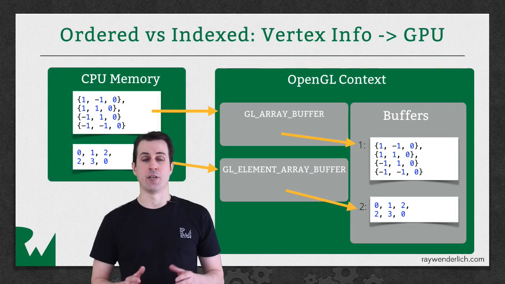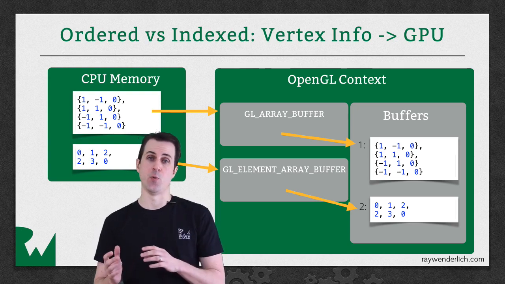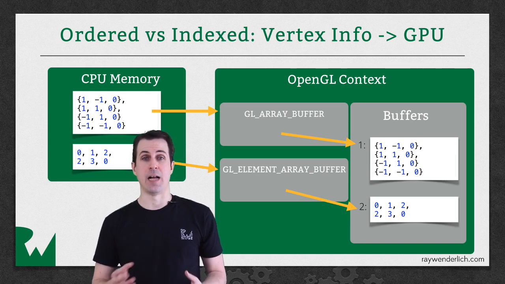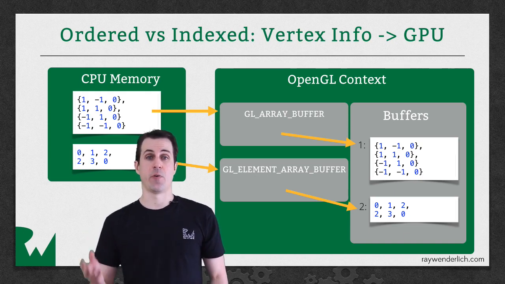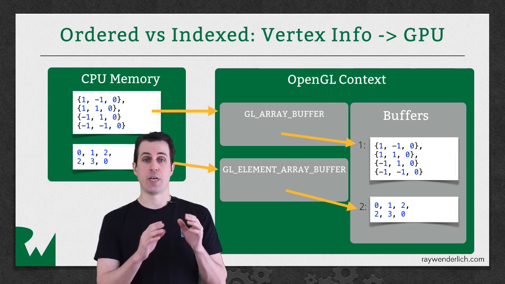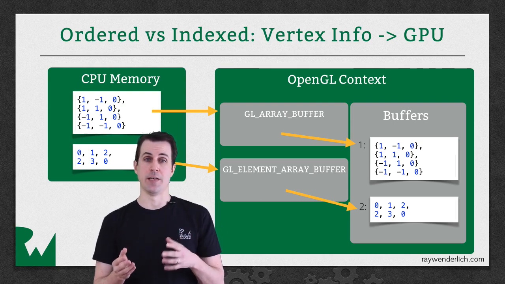That is called index drawing, and you have to send your data, your 2 buffers, to the GPU just like you did in the ordered case. The difference is now there's 2 different slots that you need to store this in. So you generate a buffer for both, but you have to map the vertex structure to the GL array buffer slot like you did before.